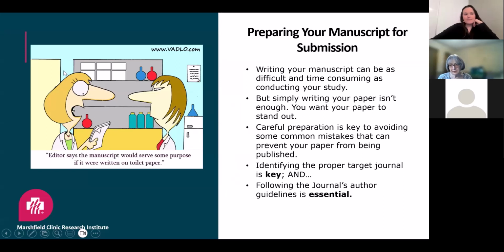So you've finished your research. Writing your manuscript can sometimes be as difficult and time consuming as conducting your study. Well, maybe not. But simply writing your paper isn't enough, because you want it to stand out. Careful preparation really is key to avoiding some common mistakes that can prevent your paper not just from being published, but from being returned or rejected without review, because ultimately you want your paper to get past that first step. Identifying a proper target journal is key, but following the journal's author guidelines really is essential. So I'm going to step back a little bit and talk about those early steps for submission. So Jen, next slide.